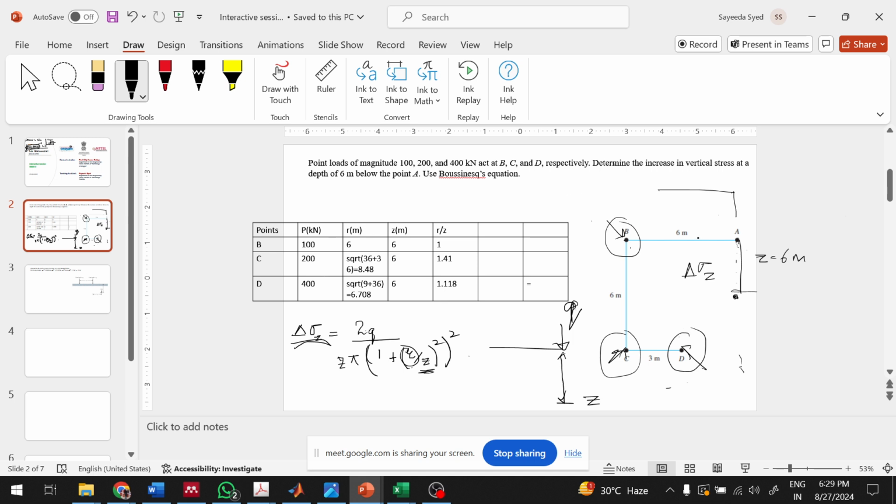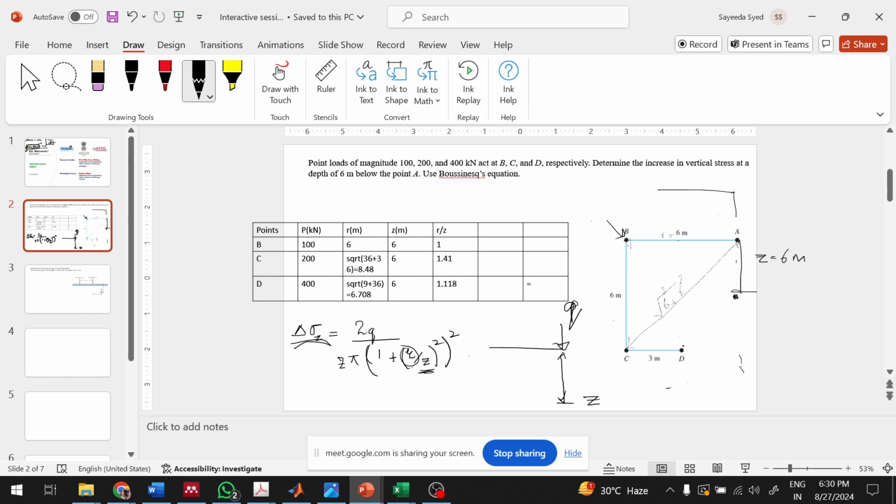R we could see, for B R was 60. For C, R will be, this is 6 meter, 6 meter. This is a right angle triangle. This will be the square root of 6 square plus 6 square, isn't it?